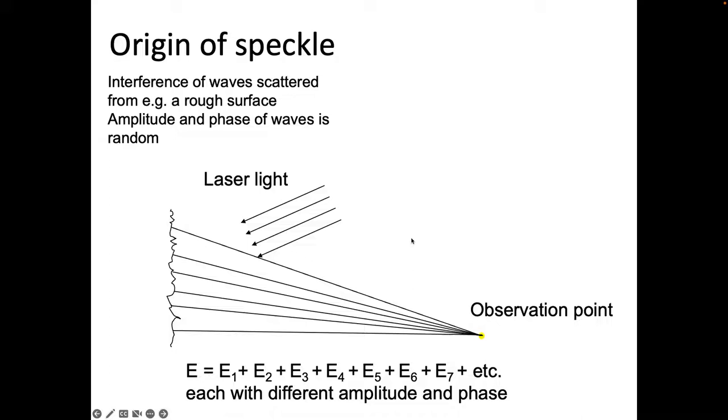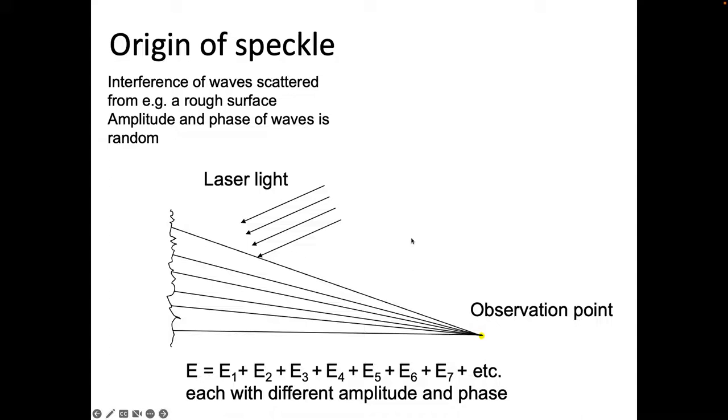But you have your point here, your observation point, and what you see in that point is an E field that is a sum of all these different fields from the surface. And the problem is that each field that arrives at the detector has a random but different phase.